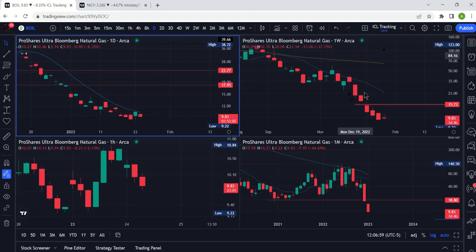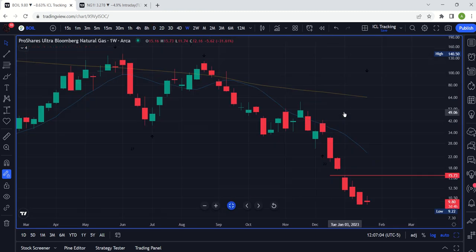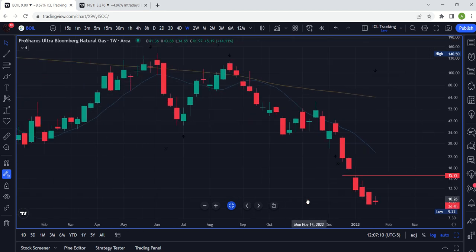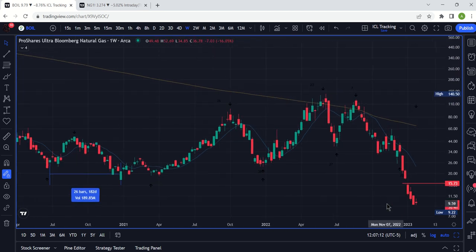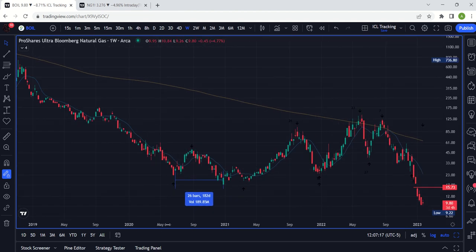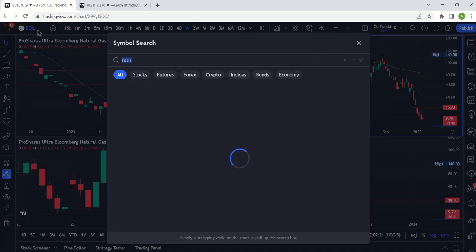And if we look at the weekly chart, on the weekly chart, that weekly low is at 922. So not far below that 926 level. And again, this thing is making all-time lows, which is obviously never a great sign. So that's Boyle on the higher time frames. Let's look at UNG.